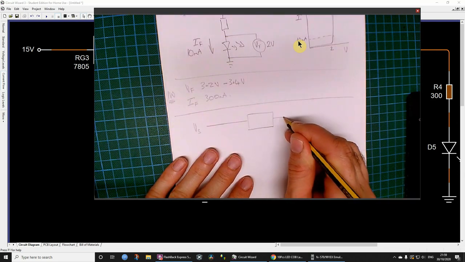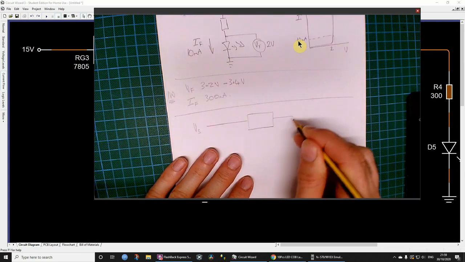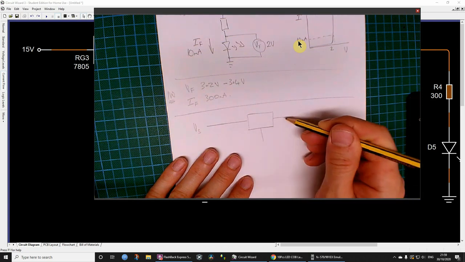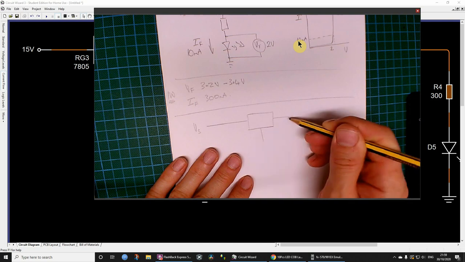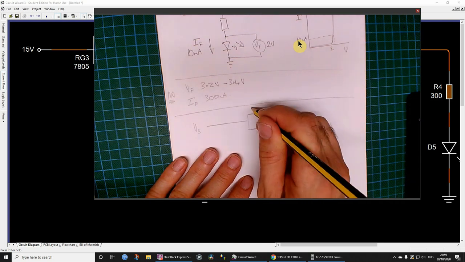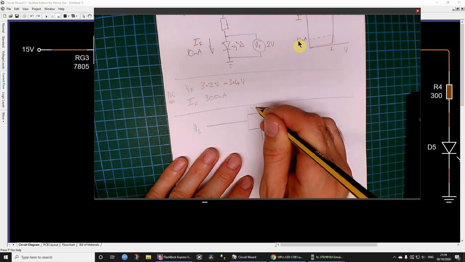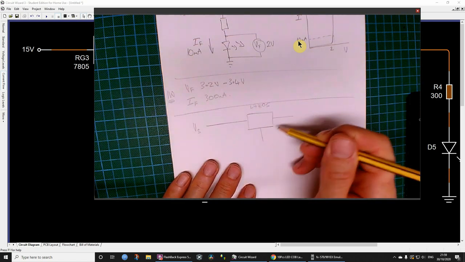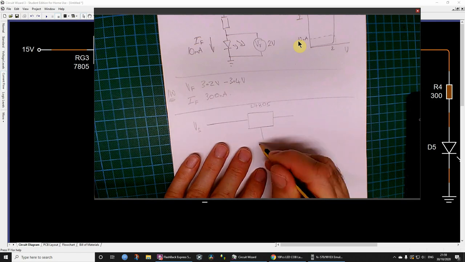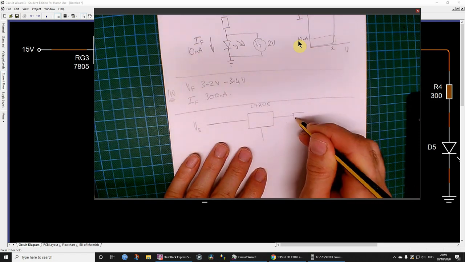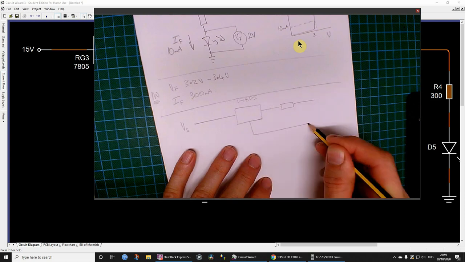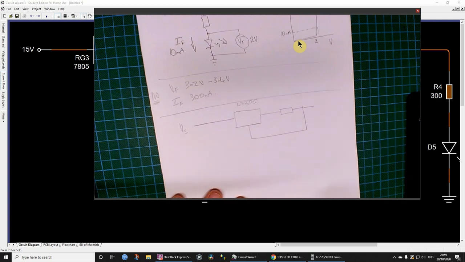And then, just for the moment anyway, just remember that from here to here, that's going to be the expected output voltage. Now, if say I use an L7805 regulator, then I expect 5 volts of difference between there and there. But now I'm going to throw a bit of a spanner into the works, and I'm going to add a resistor there.